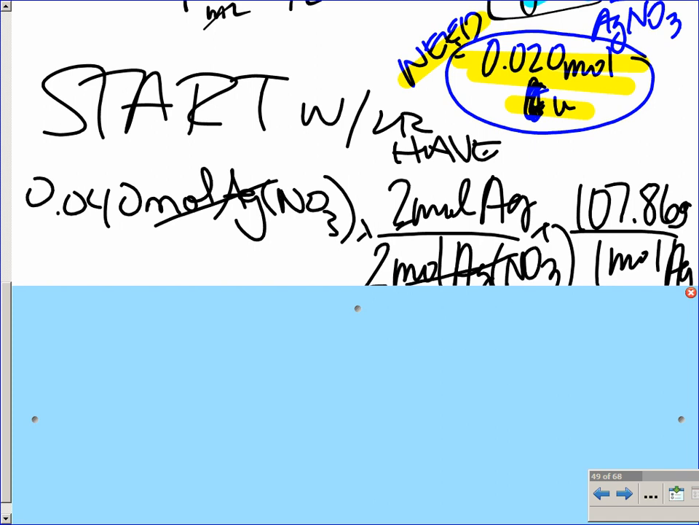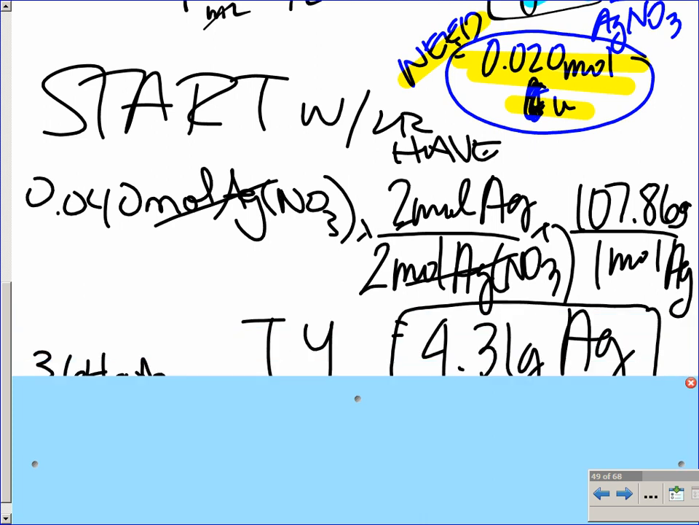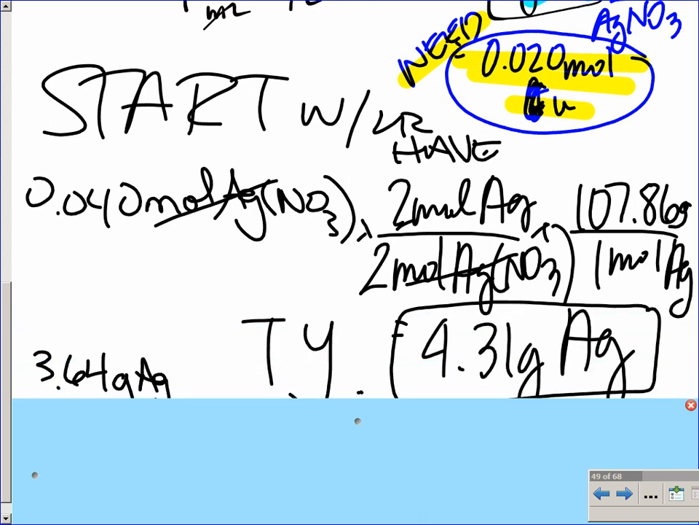The next question said how much silver could be recovered. Basically it's saying how many grams of silver do I make. So I start with my moles of silver nitrate. I do my 2 to 2 ratio, which I get from the balanced chemical equation. I convert to grams using my silver molar mass, and I get 4.31 grams of silver.